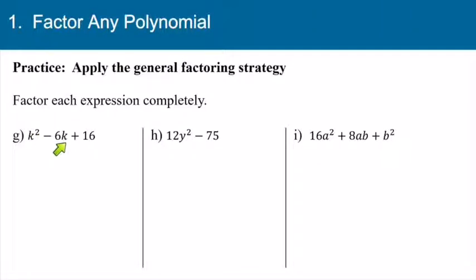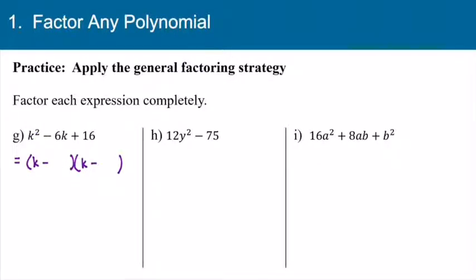Here we have k squared minus 6k plus 16. There is no GCF in this expression. Nothing goes into all 3 terms, so we can go straight to step 2. This is 3 terms, therefore we reverse FOIL. So there's not going to be a GCF, and k squared is going to be k times k. The signs in my parentheses need to be the same because this is positive, but they both need to be negative. So I'm going to put minus minus.